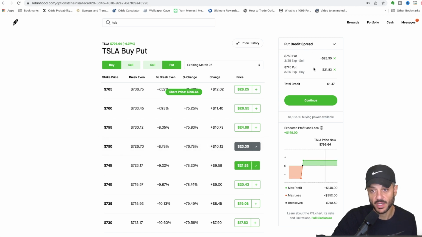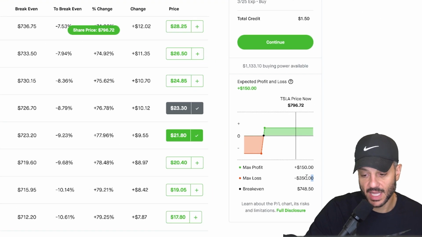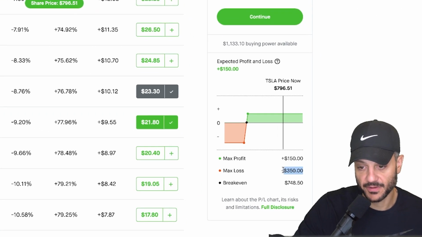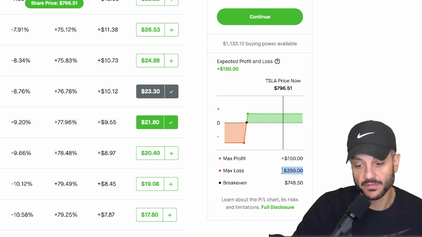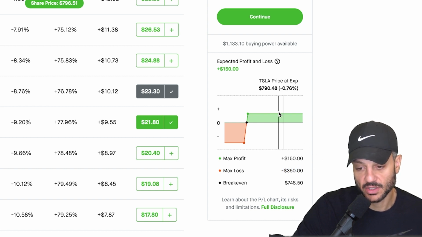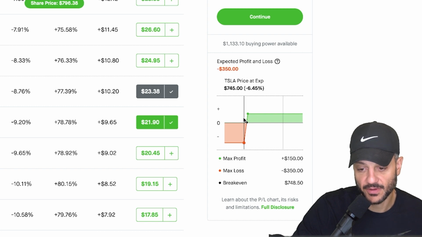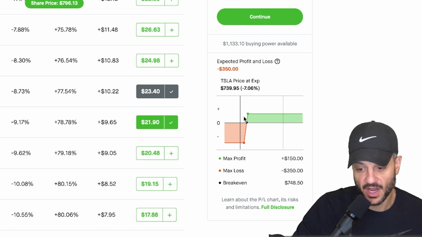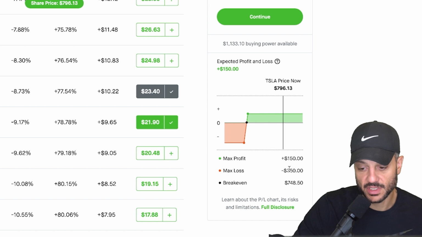This is how you can keep your position size and your order size small, by engaging in vertical credit put spreads, or vertical spreads in general. So in this case, your max collateral is only $350. This is the only thing that Robinhood will require of you, because that is your max loss. So like I said, if Tesla falls below 745, then you lose this amount. If Tesla stays above 750 by expiration, then you make $150.